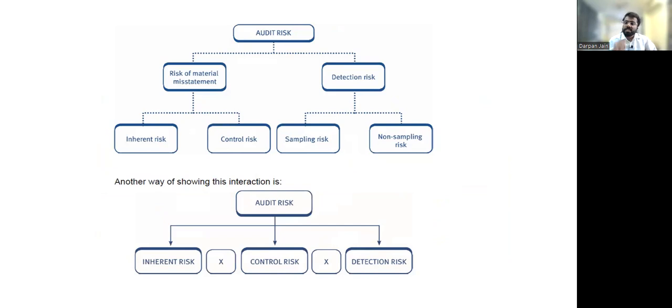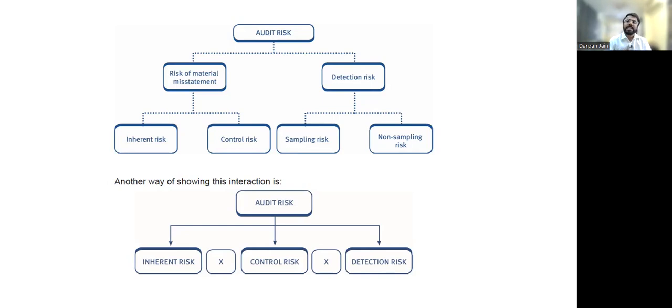What is a sample? I told you that an auditor, a practitioner who's auditing a client, cannot check 100% of the transactions, right? An auditor who's checking the transactions will not be able to check 100% of them. Lakhs and lakhs of transactions will happen in a year. How will he be able to check all of them? He will not be able to check all of them.